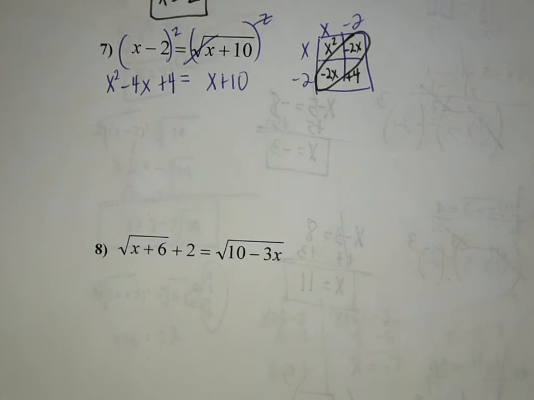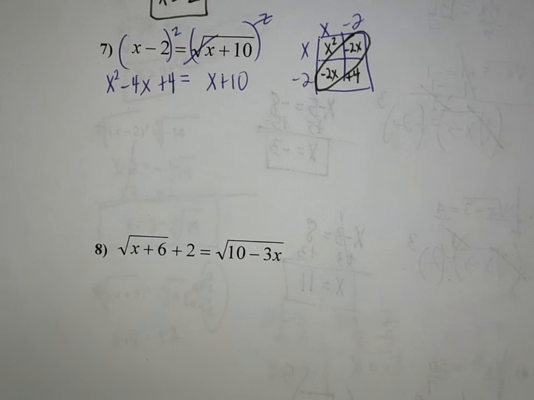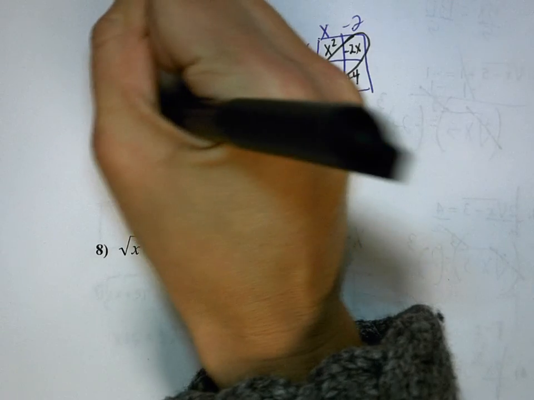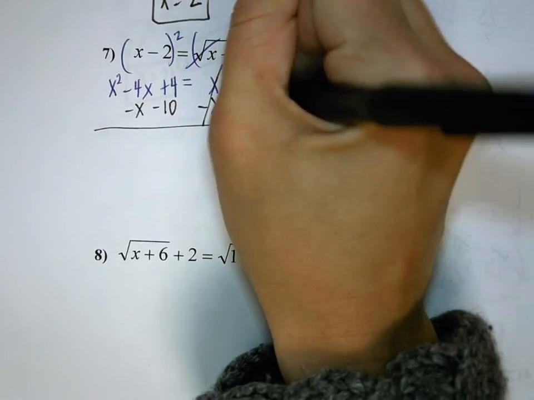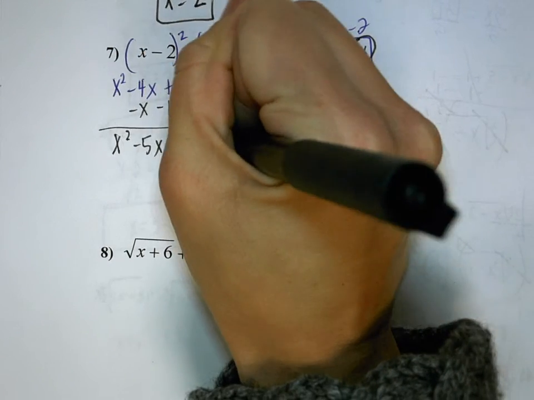Okay, so the next question is, what is my next step? What am I going to have to do on this problem? I feel like I'm picking the same people as I picked yesterday. I'm sorry. Kate. Yes, combine your like terms, and you want it set equal to 0. So I'm going to subtract x and subtract 10 to make it set equal to 0. We have x squared minus 5x minus 6 equals 0.